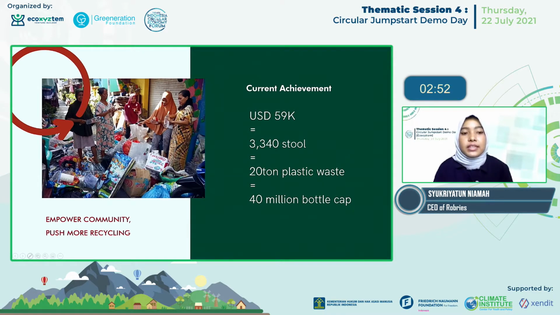Now, we have already reached almost $60,000. It's equal to 20 tons of plastic waste, equal to 40 million bottle caps that come from our collaborating community and customers.